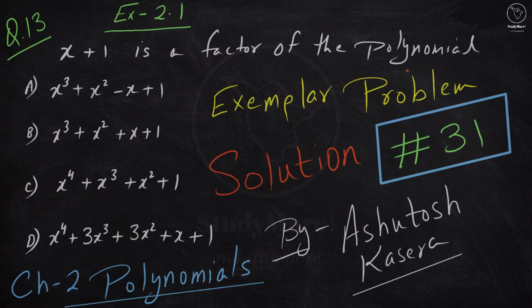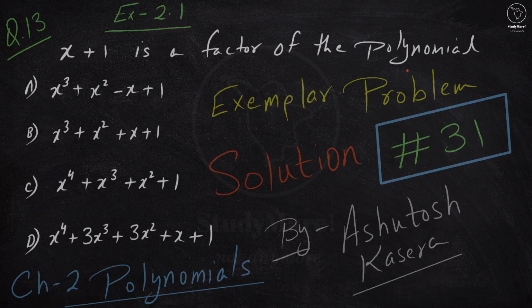x plus 1 is a factor of the polynomial. We have four options here. A. x cube plus x square minus x plus 1. B. x cube plus x square plus x plus 1. C. x to the power 4 plus x to the power 3 plus x square plus 1. And D. x to the power 4 plus 3x cube plus 3x square plus x plus 1.